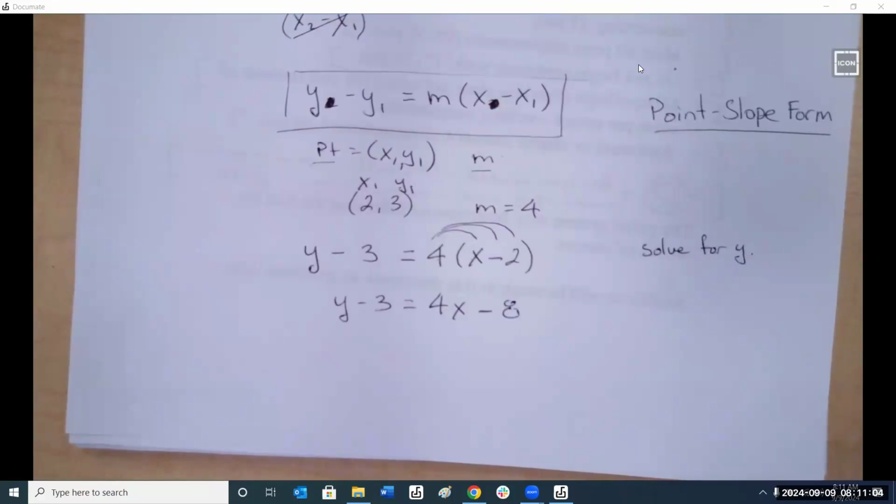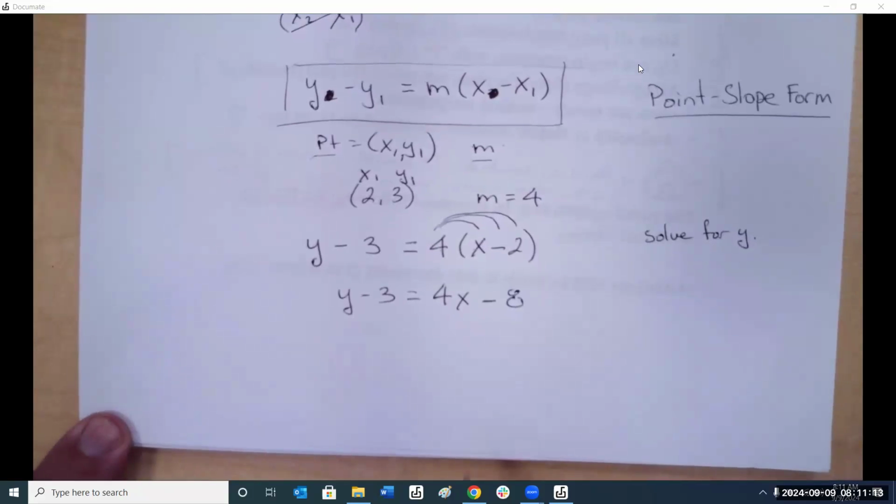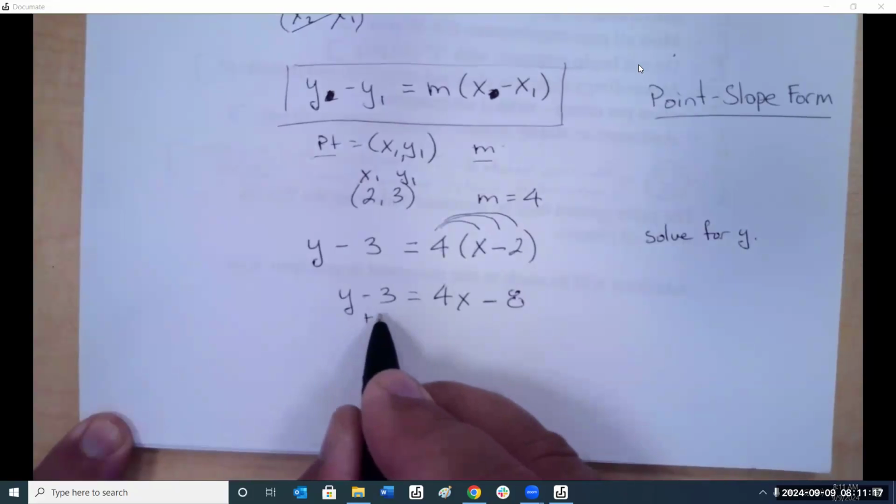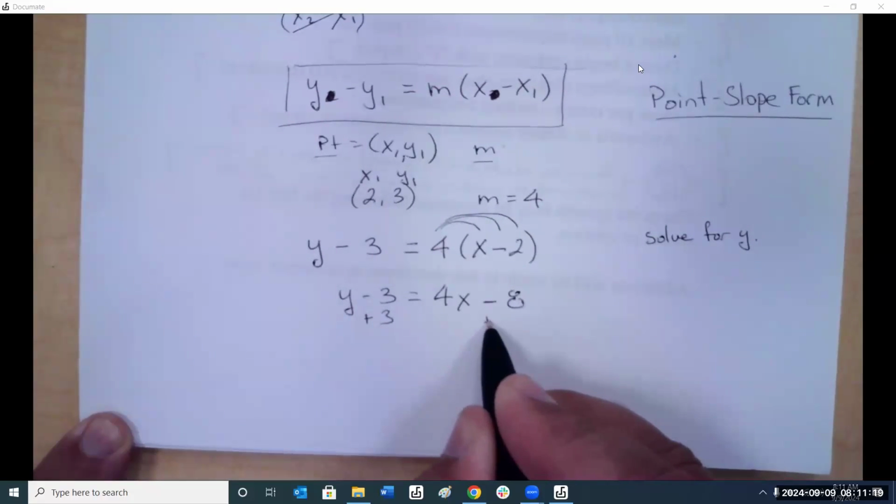Learn to separate the signs from the numbers. It'll decrease the number of mistakes you make in sign errors. Then we have to get rid of the 3. That's a minus 3, so I have to get rid of it by the opposite. Add 3 to both sides.